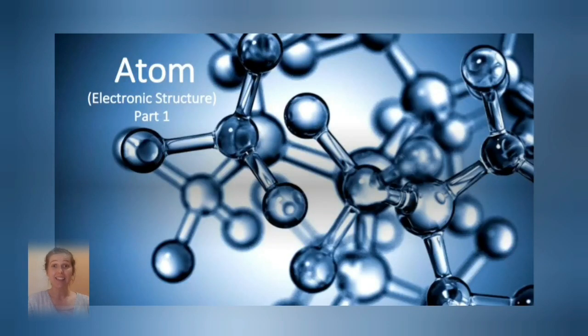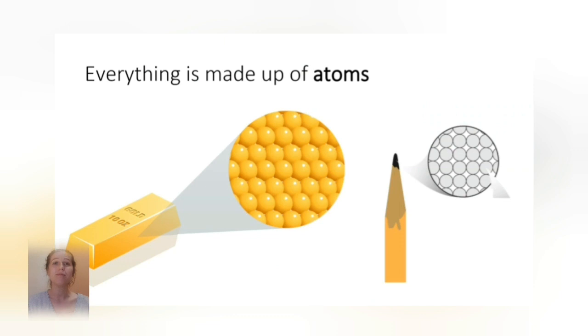Hiya, this is a presentation on the atom and the electronic structure of the atom, which is at the beginning of your GCSE syllabus. And it is basically one of the fundamentals of chemistry. It's really important to be able to understand this to be able to further understand any form of chemistry. So you will find this at the beginning of your GCSE syllabus.